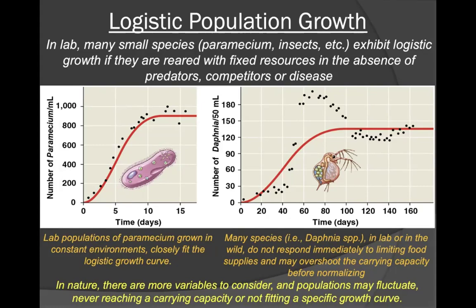Many species, such as Daphnia, in the lab or in the wild, do not respond immediately to limiting food supplies. This means that in reality, their population size may overshoot the carrying capacity before normalizing to that threshold. In nature, there are many more variables to consider, and populations may fluctuate over time and space. Thus, populations in the wild may never reach a true carrying capacity, or they may not fit a specific growth curve like the exponential or the logistic growth curve that we've examined here.